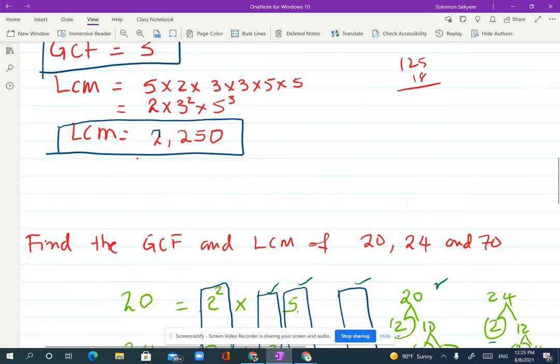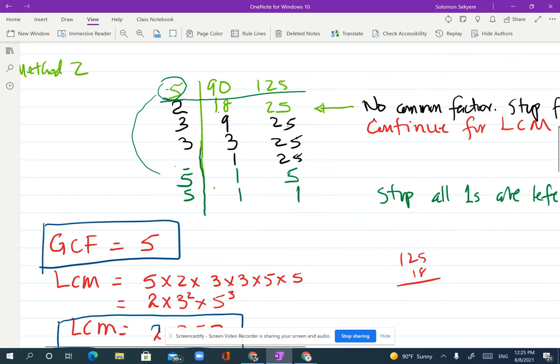All right. And so, there you have it. You know the difference. And then, sorry, this was 5 over here. 3 divided, 5, 1, 5, and then 5, 1, 1. And I'm done.